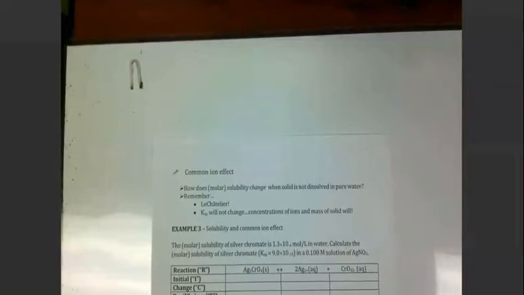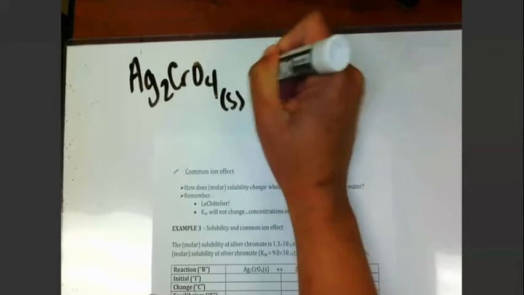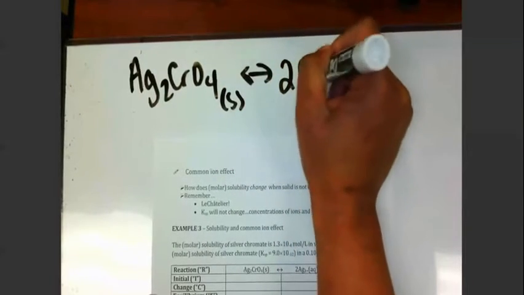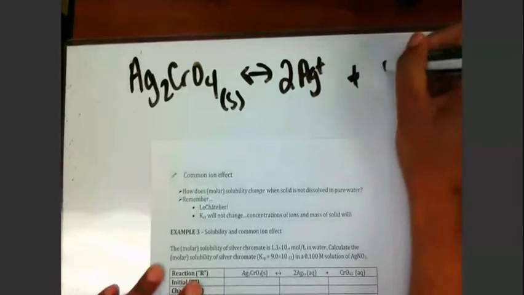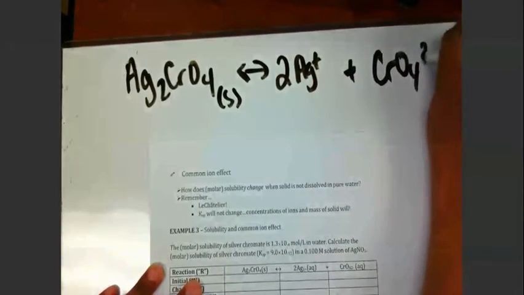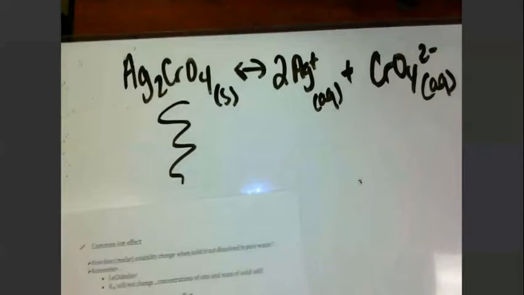Ag2CrO4 dissolves to give 2Ag+ plus CrO4 2-. Now, hopefully you remember that we don't write our solids in our equilibrium expressions, okay?